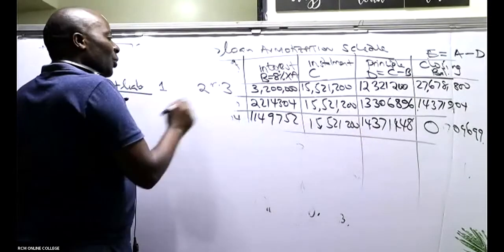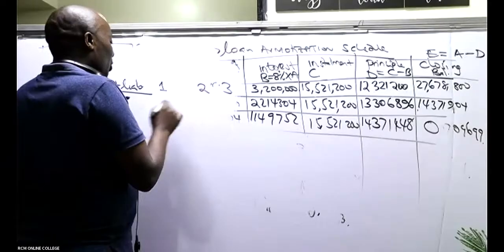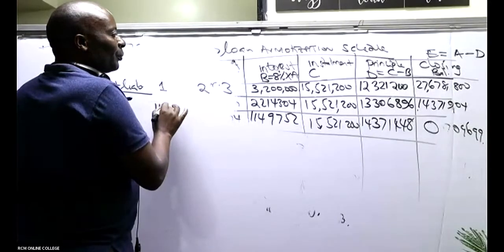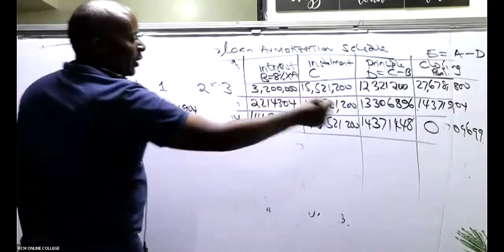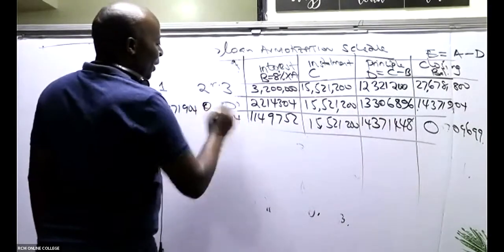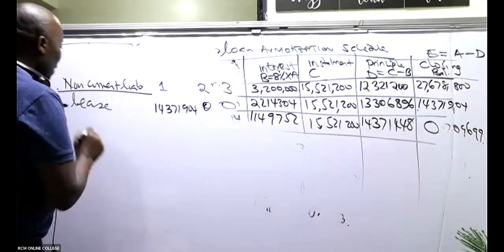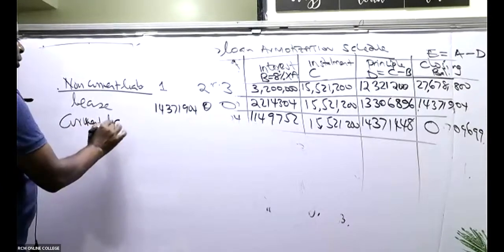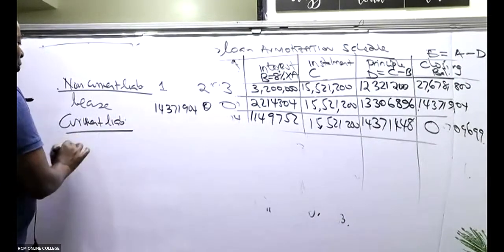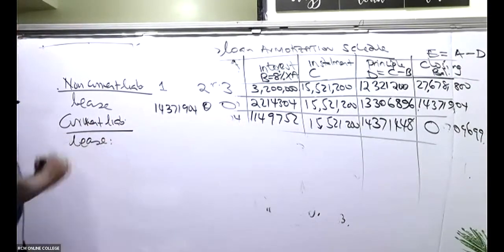So when it's non-current, you can't begin from year 1. So then we have year 14,371,904, and then of course we have this one here, which is 0. The other one is not there. And then now you come and ask yourselves, what about the current liabilities? Current liability. So in this case here, we call this the lease.